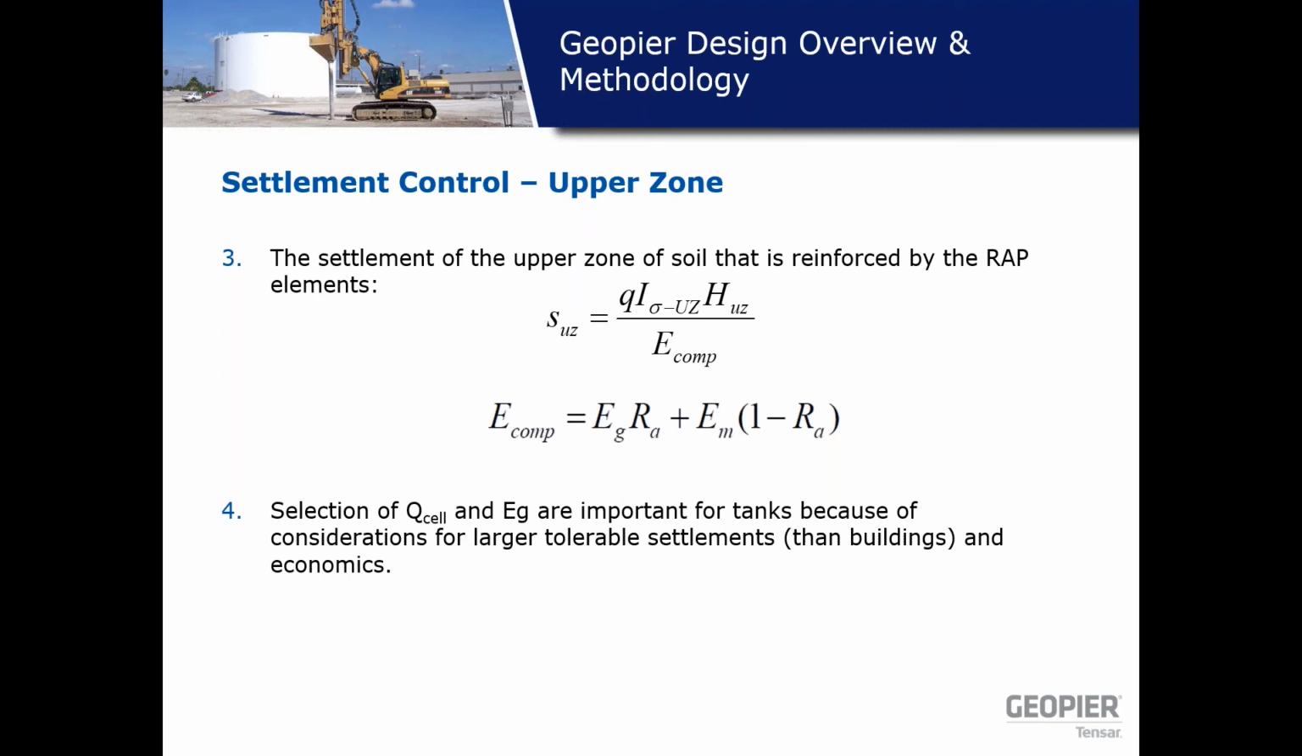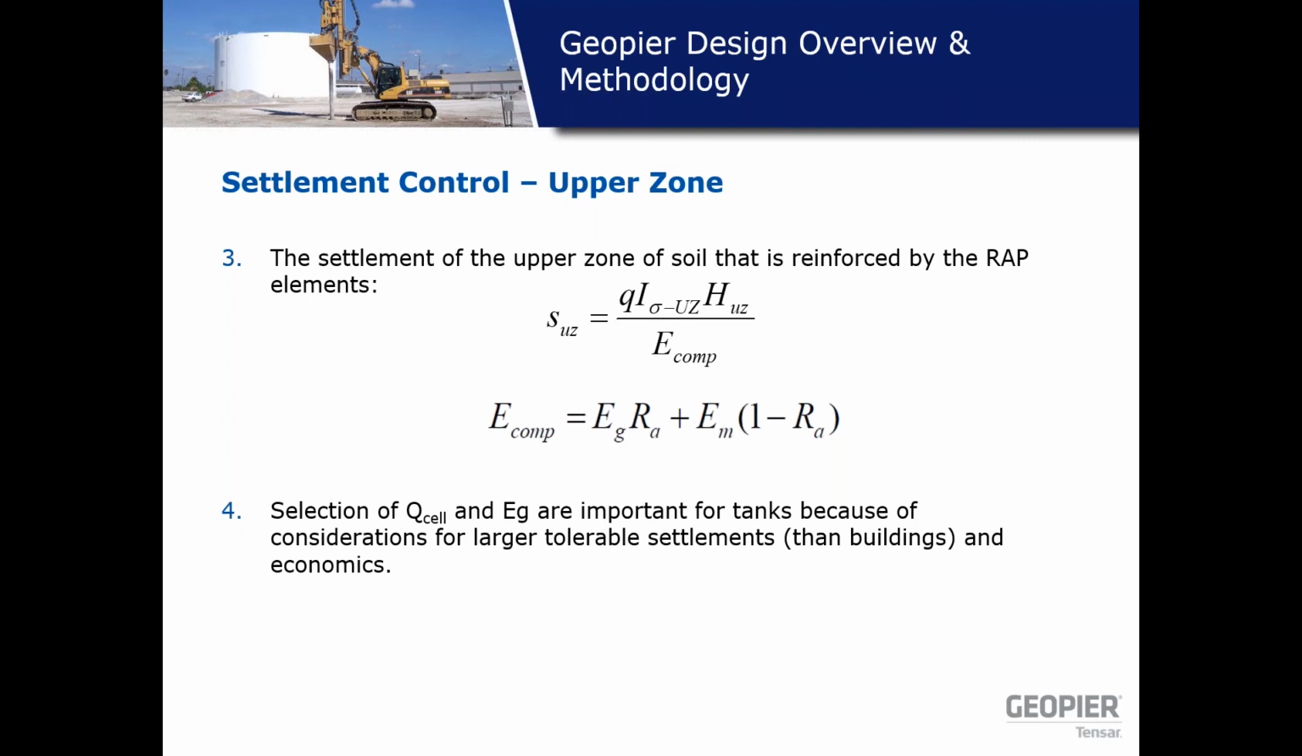What do R A and E G mean? E G is the modulus of elasticity of the Geopier elements. R A is the area replacement ratio, which means how much volume of soil is removed and replaced with the aggregate. So R A of 20% means about 20% of the soil is removed and replaced with the aggregates. E M is the matrix soil E value.